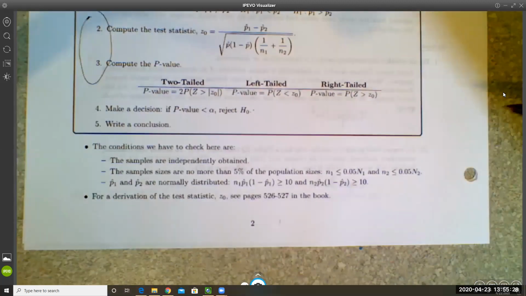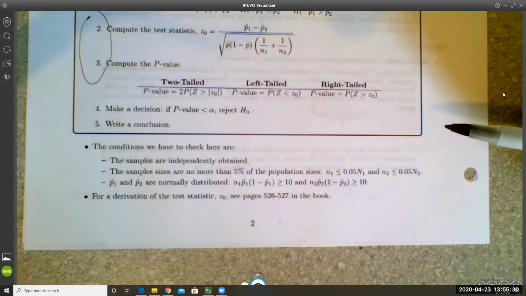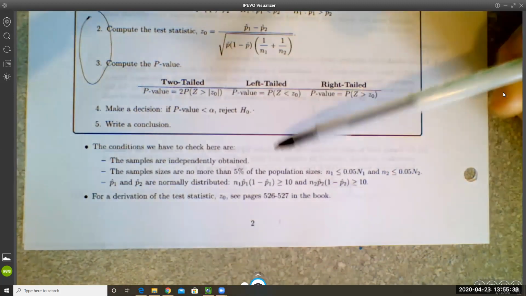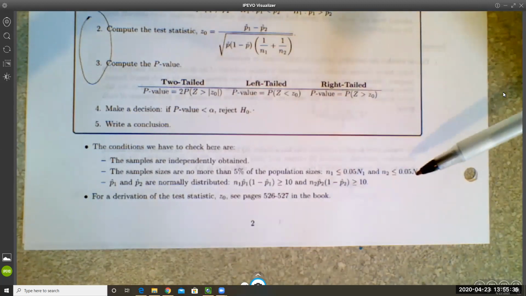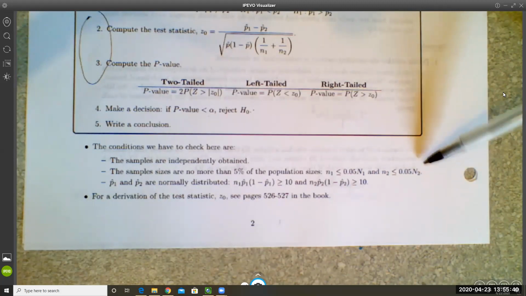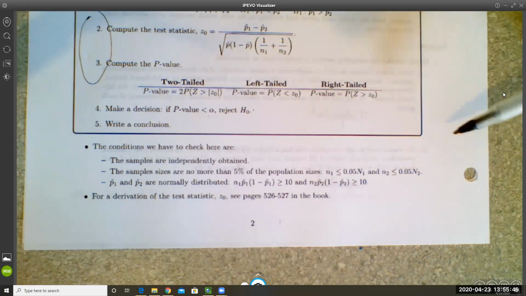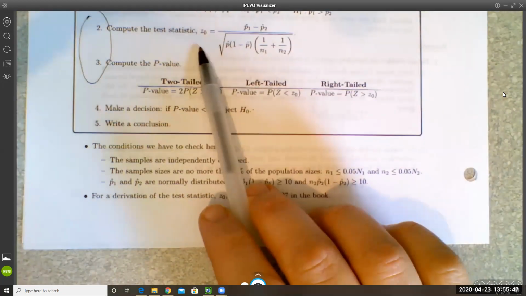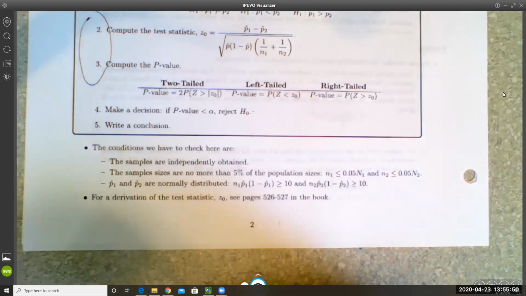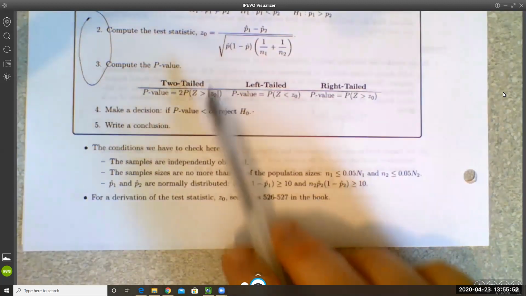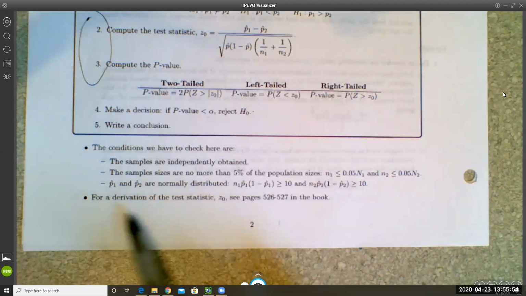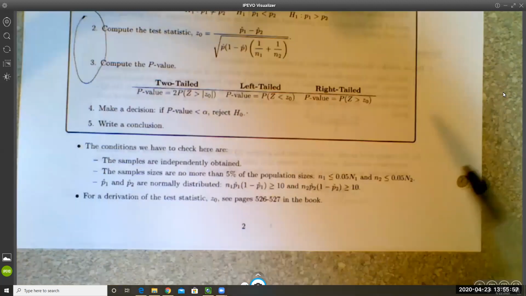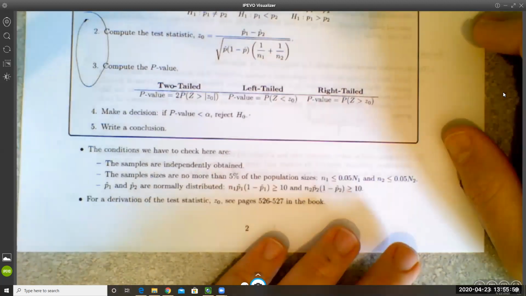With any hypothesis testing, there are going to be conditions that we have to check in order to run the test. I don't make a huge deal out of this. I'm not going to emphasize this a ton, but just for your information, like in the real world, these are conditions that you'd have to check in order to run this test. Okay. If you want a little more detail about where this test statistic comes from, like I said, it's basically a z-score, right? But if you want to see a full derivation of the test statistic, look at pages 526 and 527 in your textbook. So I'm not going to get into all of it in a ton of detail.